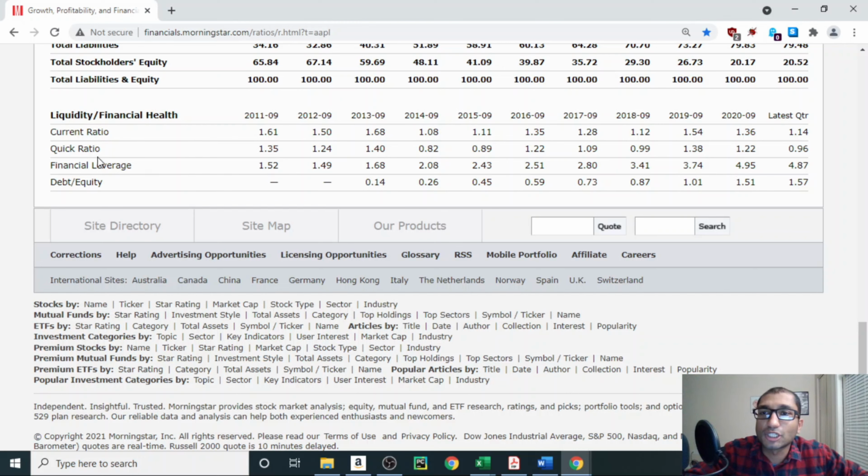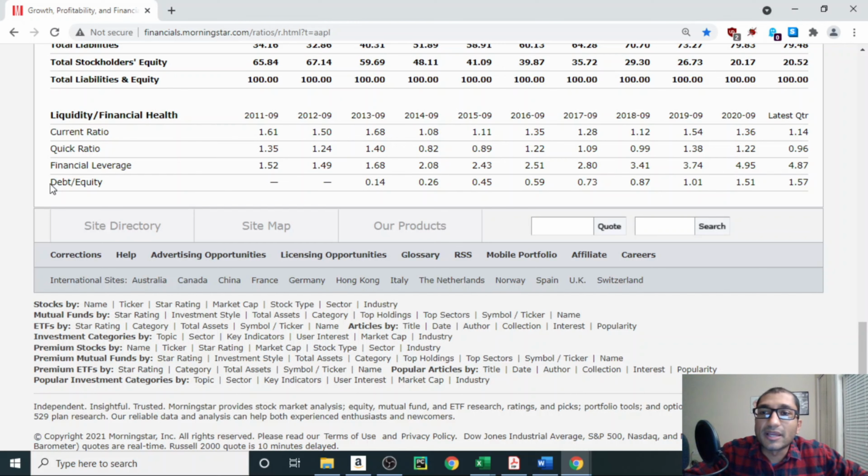Next, looking at the financial leverage. The financial leverage is the ratio of the company's total assets to its shareholders' equity. So a high financial leverage ratio tells us that more of the company's assets are financed through liabilities. Back in 2011, the company's financial leverage was at 1.52, and for the latest quarter, it's at 4.87. Over the past 10 years, the company's financial leverage has slowly been increasing.